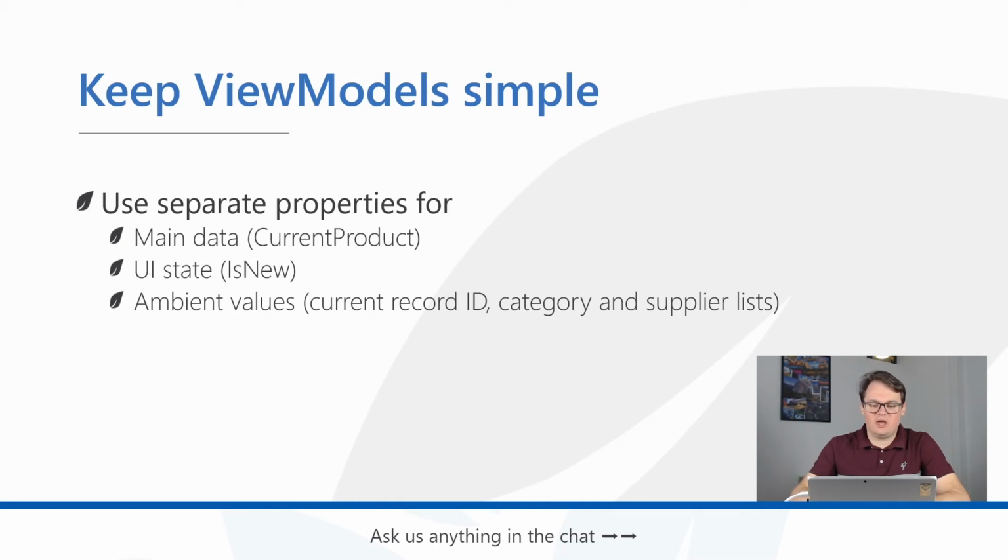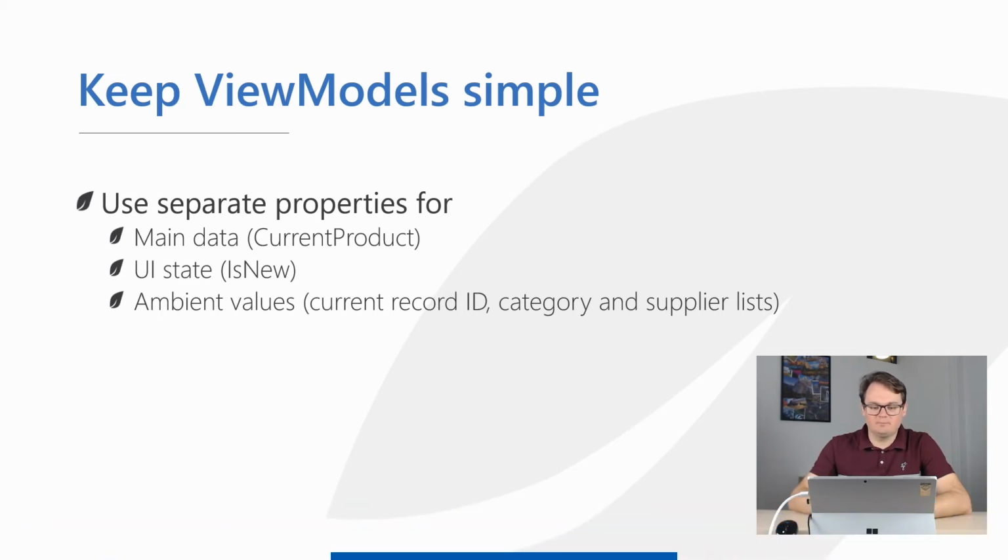So the first thing you might find useful is to separate properties by their kind, because the page you have just seen has different kinds of data in the view model. Something is the main data, which we are focusing on. So for the product detail page, it's the product itself. So there is the current product property, which holds the main data.